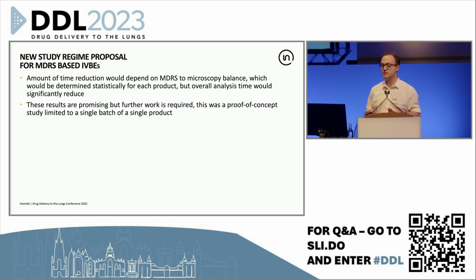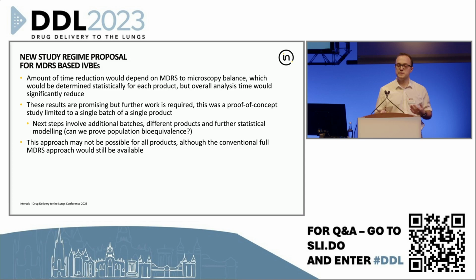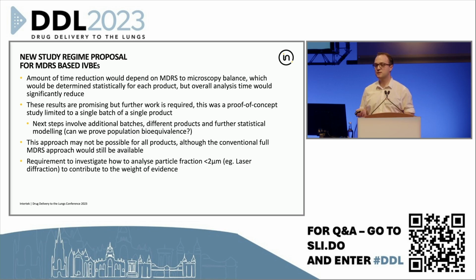And so these results are promising. However, admittedly, this was a single batch of a single product, so it's merely a proof of concept study. So the next step is clearly to look at new batches and new products, which we've already started doing, and look at some deeper statistical analysis. If you did encounter a situation where a product wouldn't be able to be analysed using this regime, the worst case scenario is you can still use the conventionally accepted study regime of everything with MDRS, so it can only really get better. We do also need to look at some orthogonal techniques to look at that fine particle fraction, which we cut out originally.